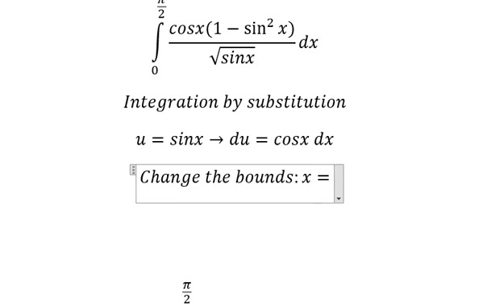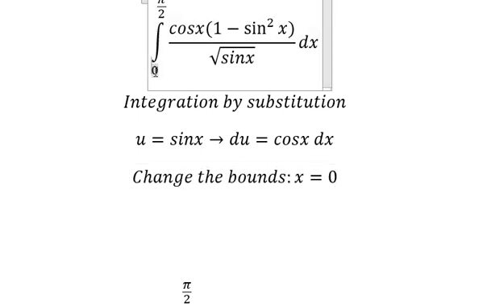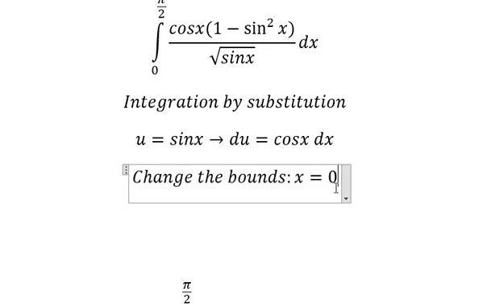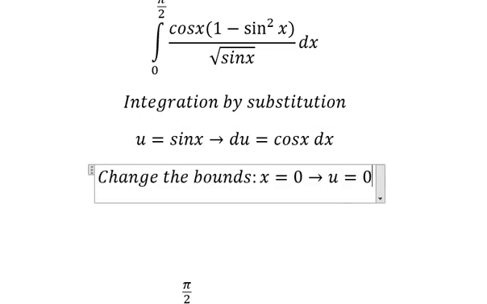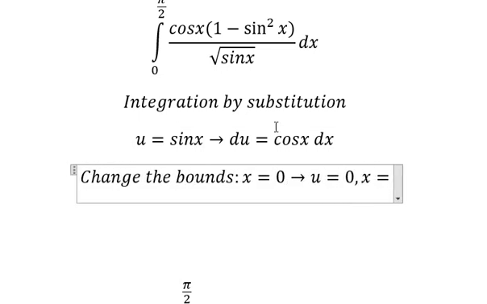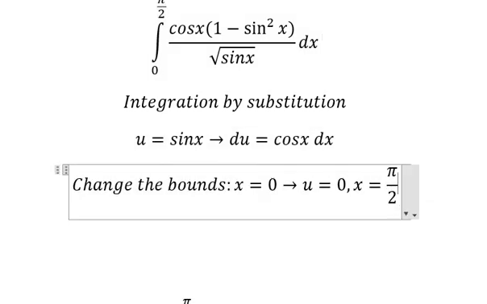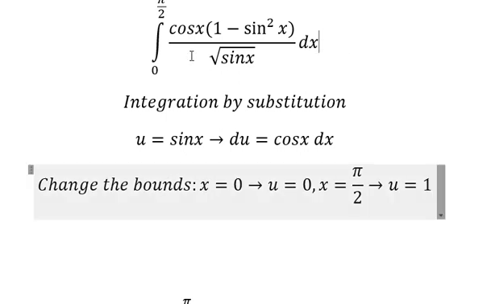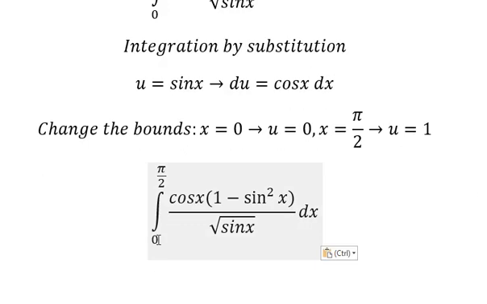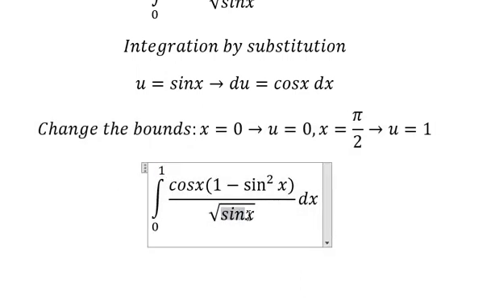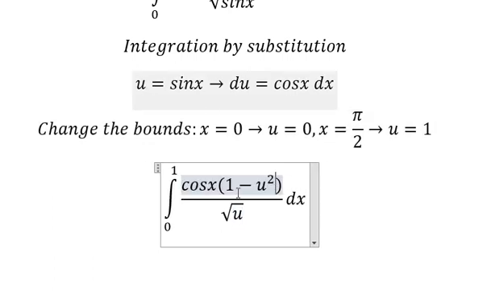When x equals to number 0, we put number 0 in here, and we have u equals to number 0. When x equals to pi over 2, we put pi over 2 in here, so u equals to number 1. So number 0 we keep the same, pi over 2 that is number 1. Sin x that is u. Cosine x dx we change for the u.